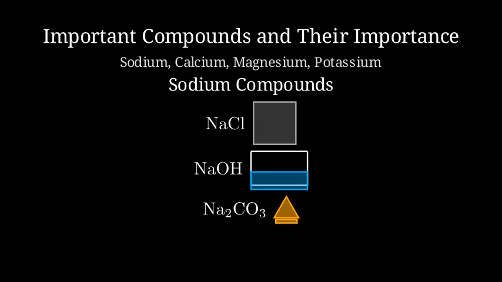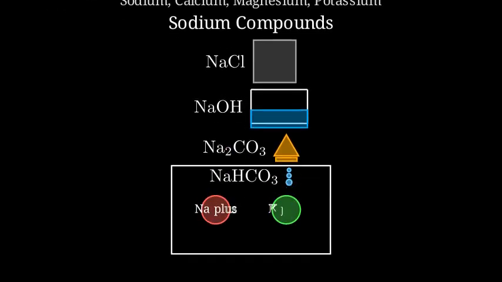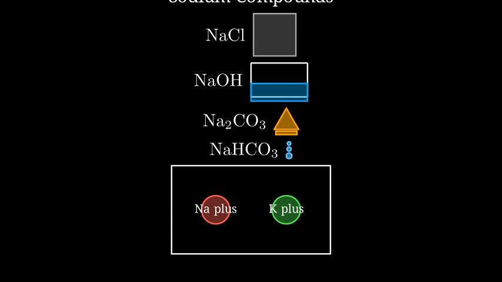Sodium carbonate, also called washing soda, can be prepared by heating sodium hydrogen carbonate. It is a basic salt and is used in glass making and cleaning. Sodium hydrogen carbonate is baking soda. It releases carbon dioxide when heated or when mixed with acids, making it useful in baking and fire extinguishers. Biologically, sodium and potassium are essential for nerve signals, muscle contraction, and maintaining water balance in cells.